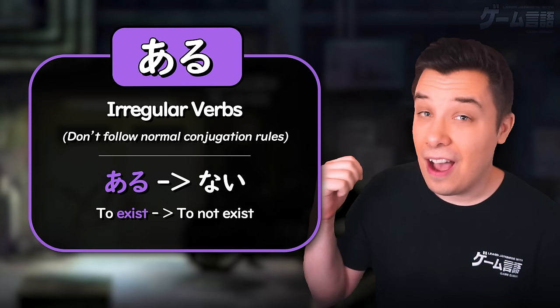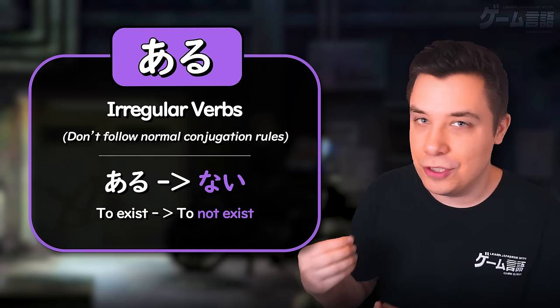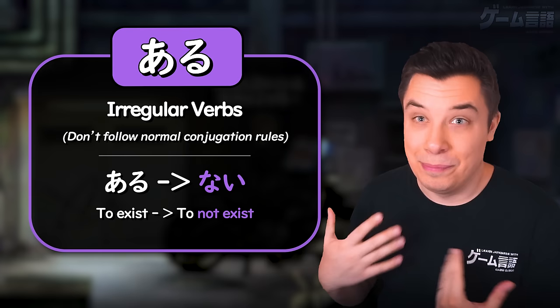However, there are three verbs that don't follow those previous rules for classification. And those are aru, to exist. The negative form of that is just nai, to not exist, which is regularly treated as a godan verb, however not in the negative conjugation, because it simply just turns into nai. Kuru and suru are two exceptions that we're going to be seeing a lot in this video.